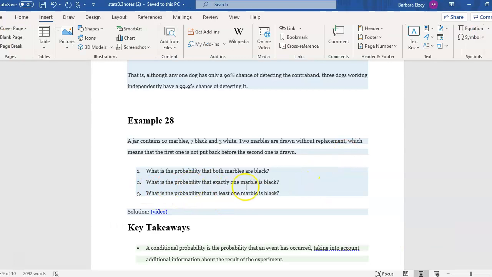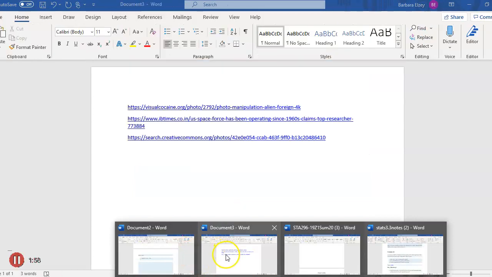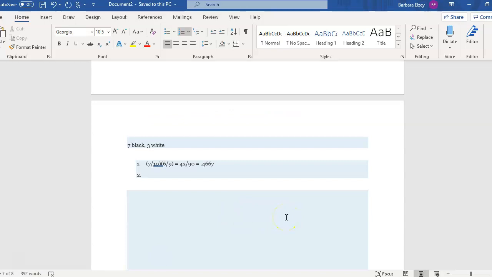What is the probability that exactly 1 marble is black? Now we want exactly one marble black. So that could mean that the first marble is black and the second isn't black. Or it could mean that the first marble isn't black, but the second marble is black. So there's really 2 scenarios that we have to figure out there. And the or in between is going to be a plus sign.